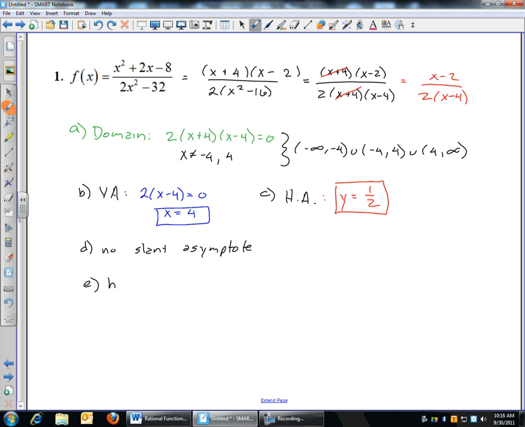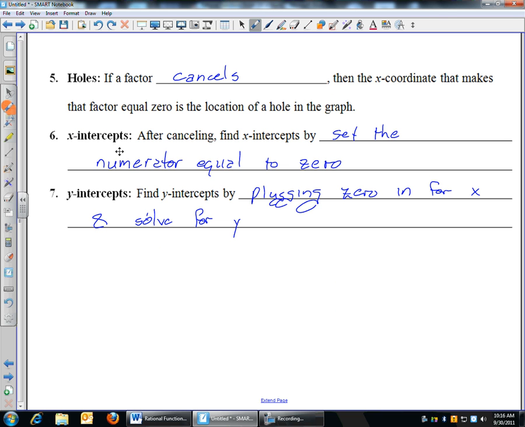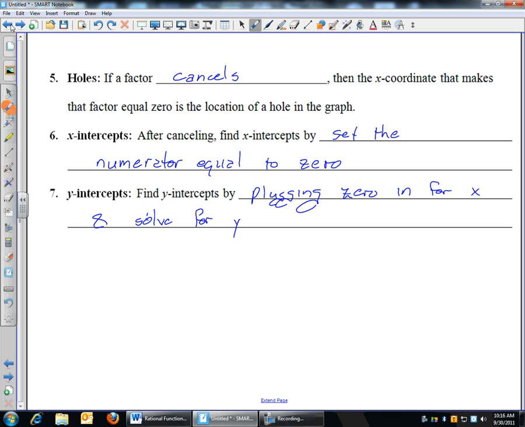Part E, I have a hole. Now remember, holes happen where factors cancel. A hole is when a factor cancels, then whatever makes that 0. So the factor that I canceled was x plus 4. So my hole is going to be whatever makes x plus 4 zero, and that's going to be at negative 4. So we actually have a hole at an x-coordinate of negative 4. And then the last part is the x-intercepts and y-intercepts.